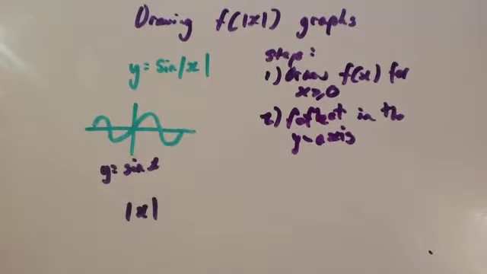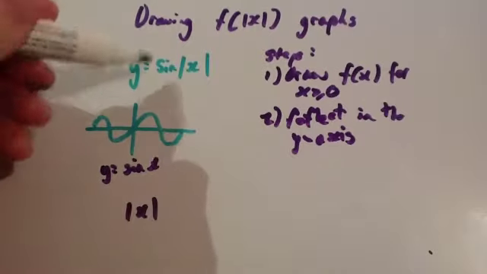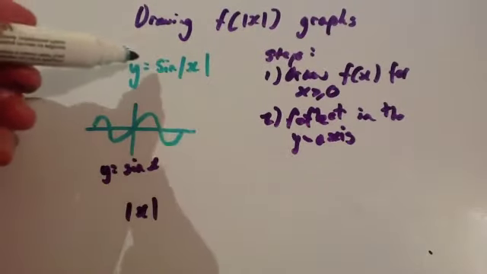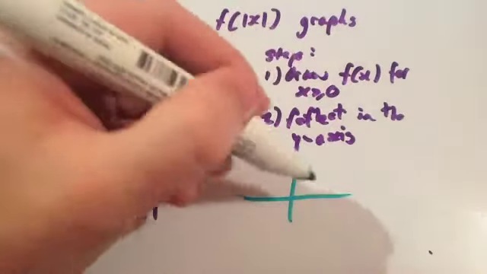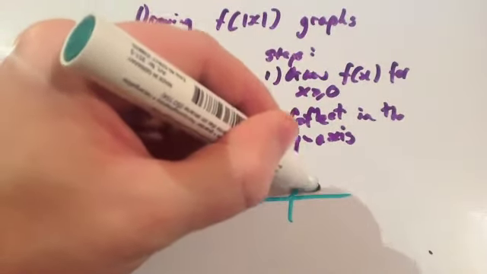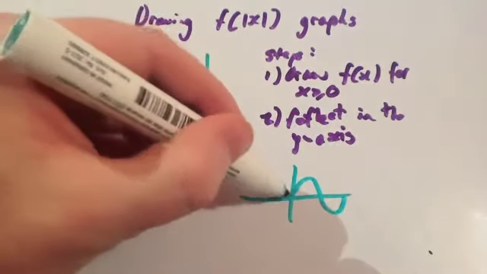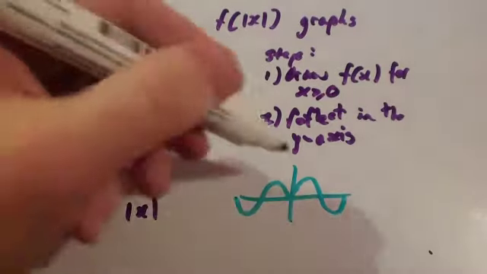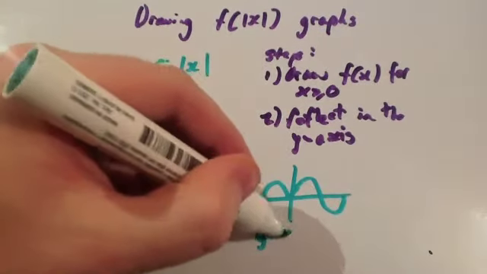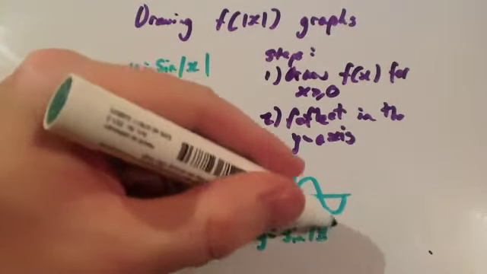So if I wanted to draw this graph, y equals sine of modulus x, I would draw my axes, I would draw the positive side, which looks something like that, and then reflect it, so my graph would look something like that overall. So this is the graph y equals sine of modulus x.